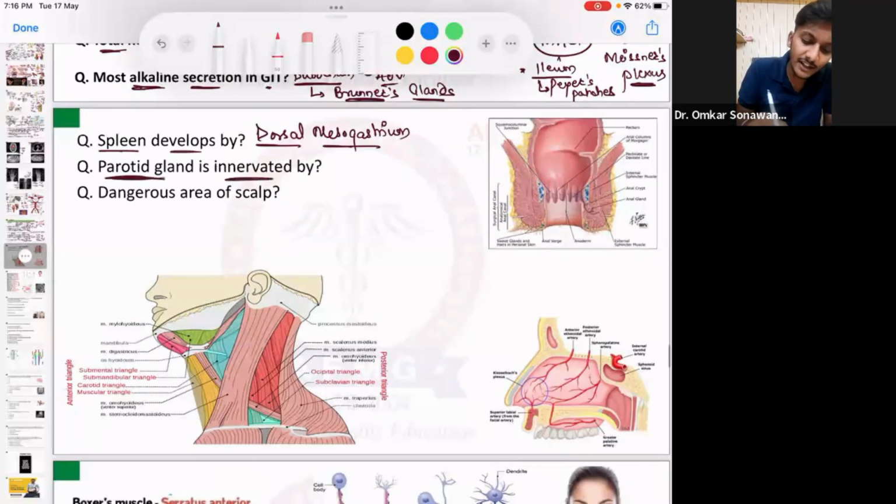Parotid gland is innervated by the glossopharyngeal nerve, whereas the submandibular and sublingual glands are innervated by the facial nerve.